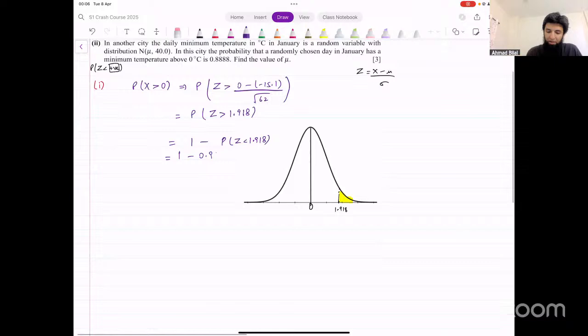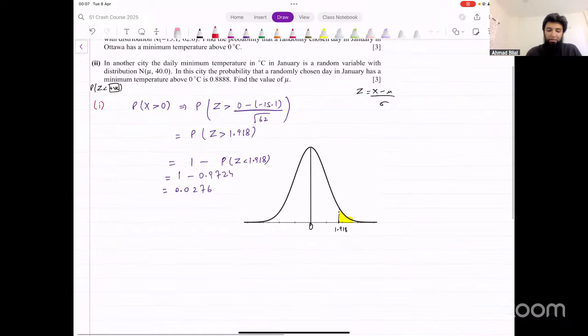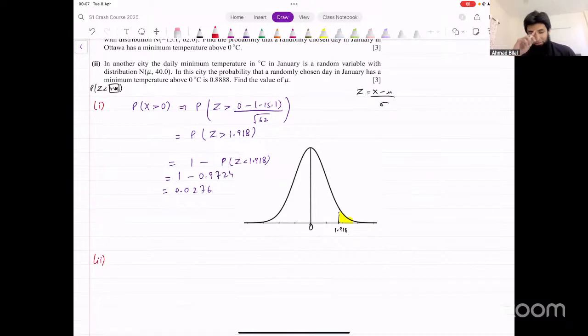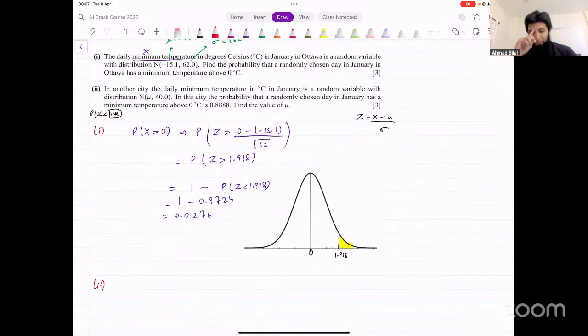It's 0.9724. You can find this out now. This becomes 0.0276. That's the probability that we get from this. That's what we were looking for. That's the probability that on a randomly chosen day in Ottawa, the minimum temperature is above 0 degrees Celsius in January. Okay, it's a very low probability.